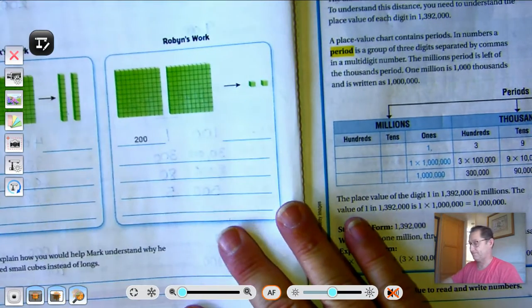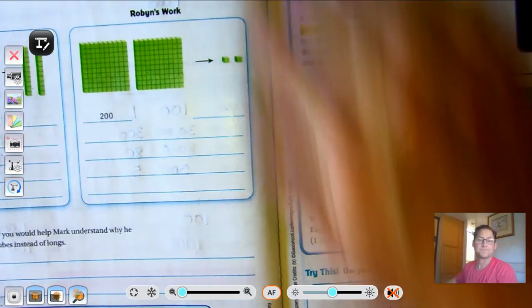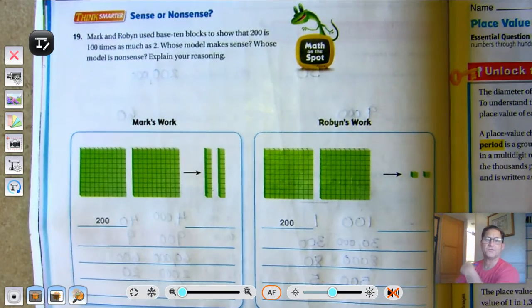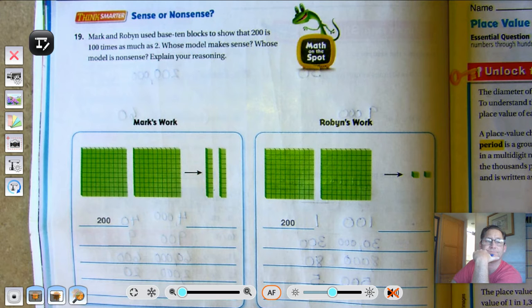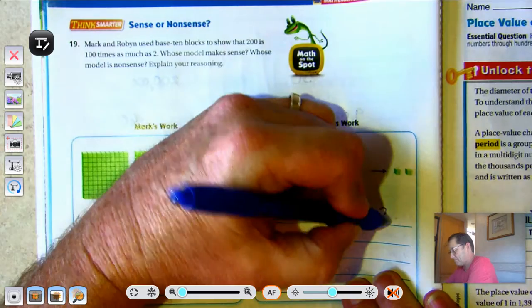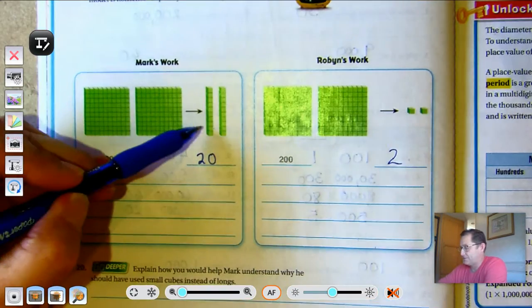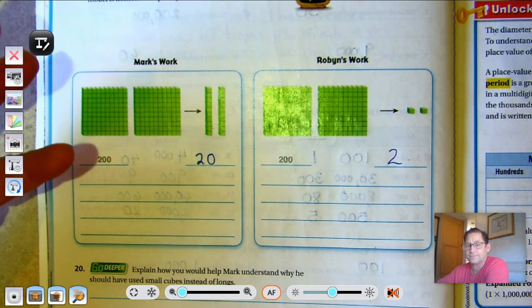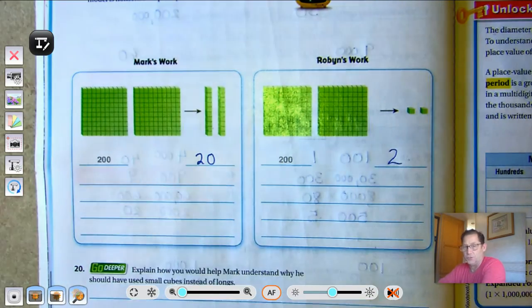All right, page 8, number 19. Mark and Robin use base 10 blocks to show that 200 is 100 times as much as 2. That's true, right? 100 times 2 is 200. Whose model makes sense? Whose model is nonsense? Explain your reasoning. I think you would agree that two longs shows 20. Two small cubes shows 2.